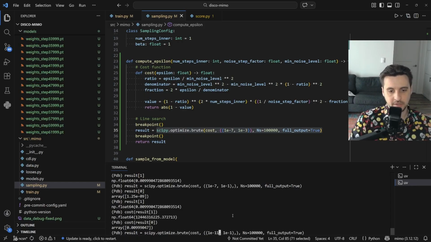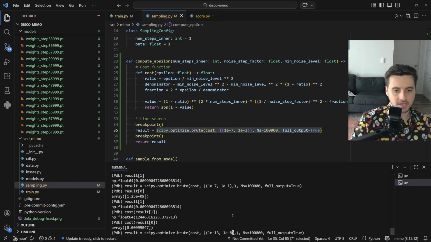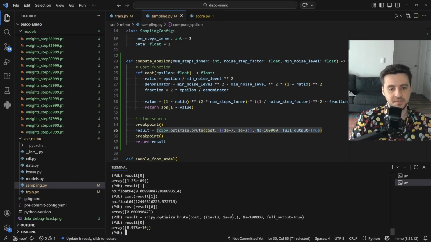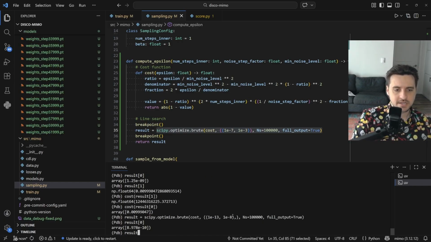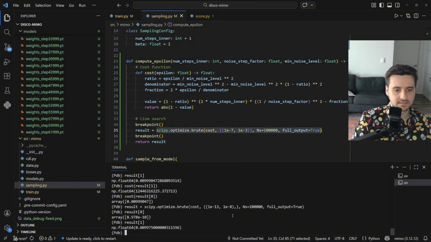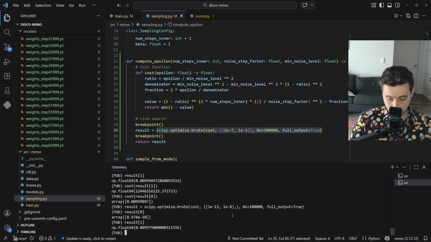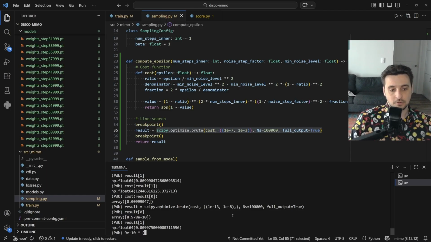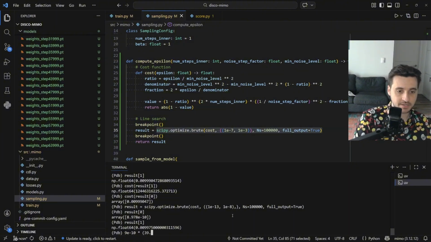If I go 10 to the minus 13 to 8. Result 0. Here's the epsilon. Okay. All right. Yeah, okay. So epsilon is about 9 times 10 to the minus 10. So then I go 9 times 10 to the minus 10 times... What was my alpha 0? 39.15 divided by 0.003 squared.